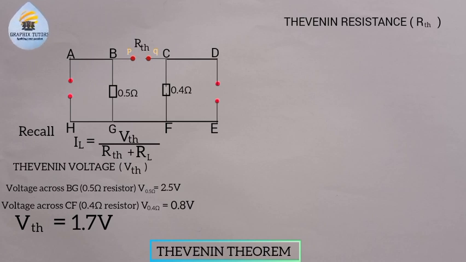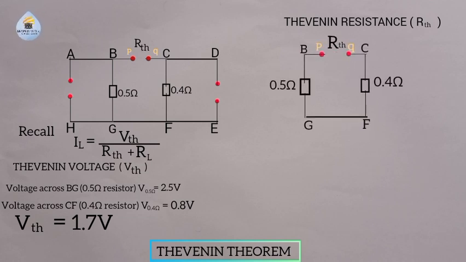So we want to know the RTH. If you look at this now, the 0.5 and 0.4 are in series because the same current will be flowing through them, right? So we'll say that my RTH will now be 0.5 plus 0.4. Is that okay? So 0.5 plus 0.4 will give us 0.9, right? So we've gotten RTH and we've gotten the VTH and we know our RL.